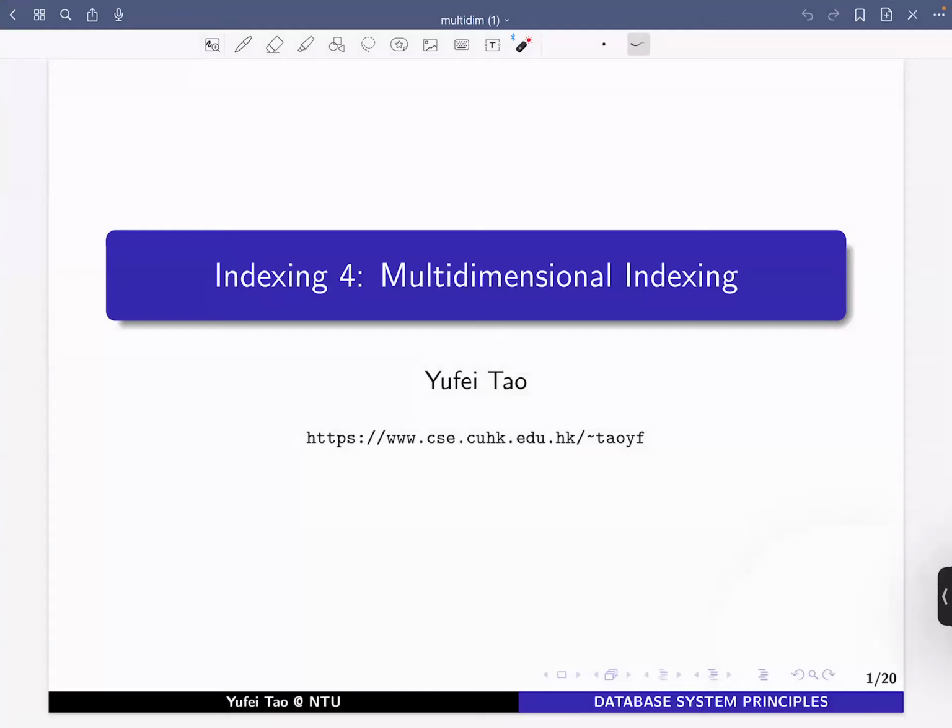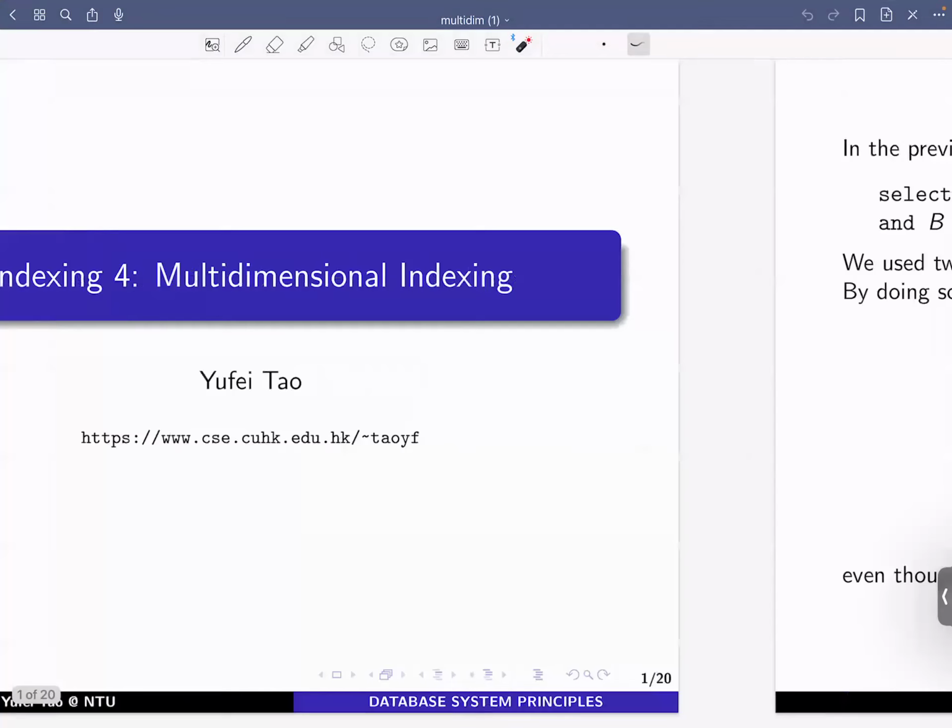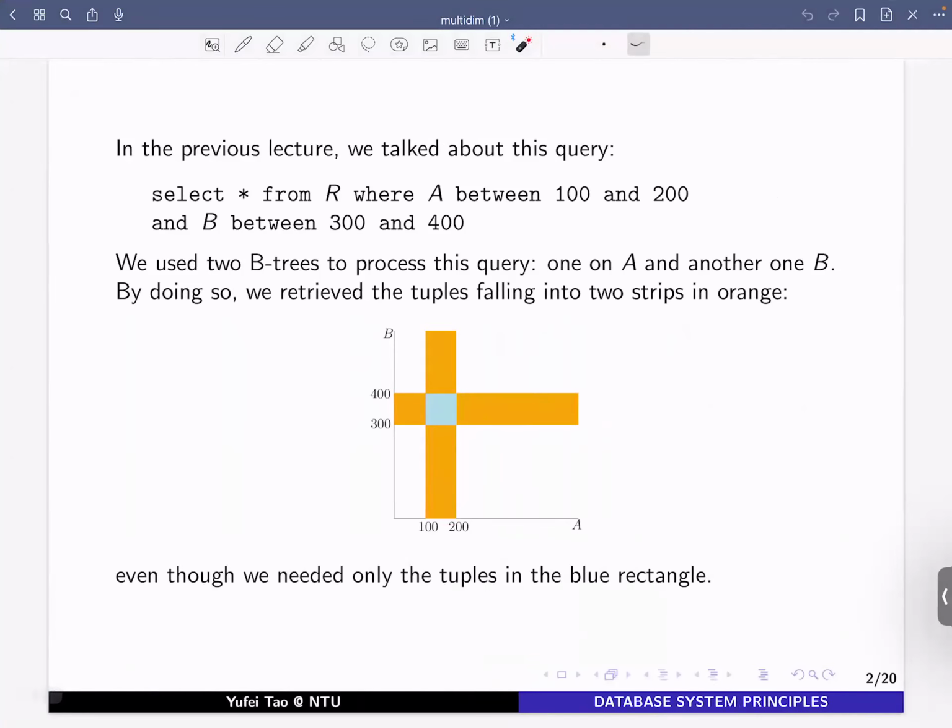Hello, students. This is lecture number 4 in the series of lectures on the topic of indexing. And today we're going to talk about multidimensional indexing. Well, what is multidimensional indexing?